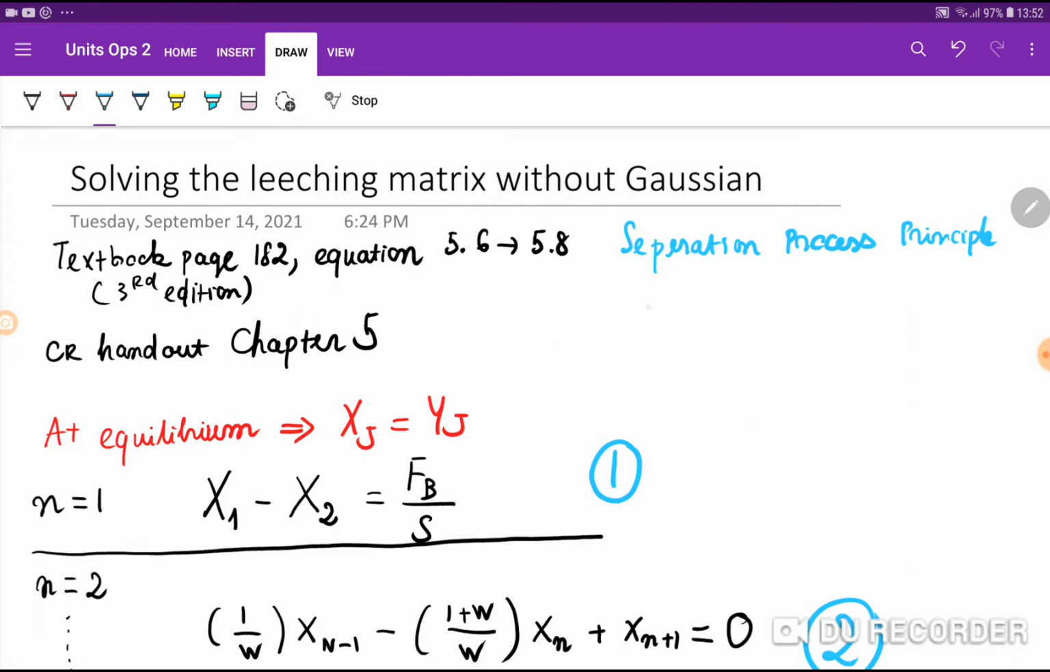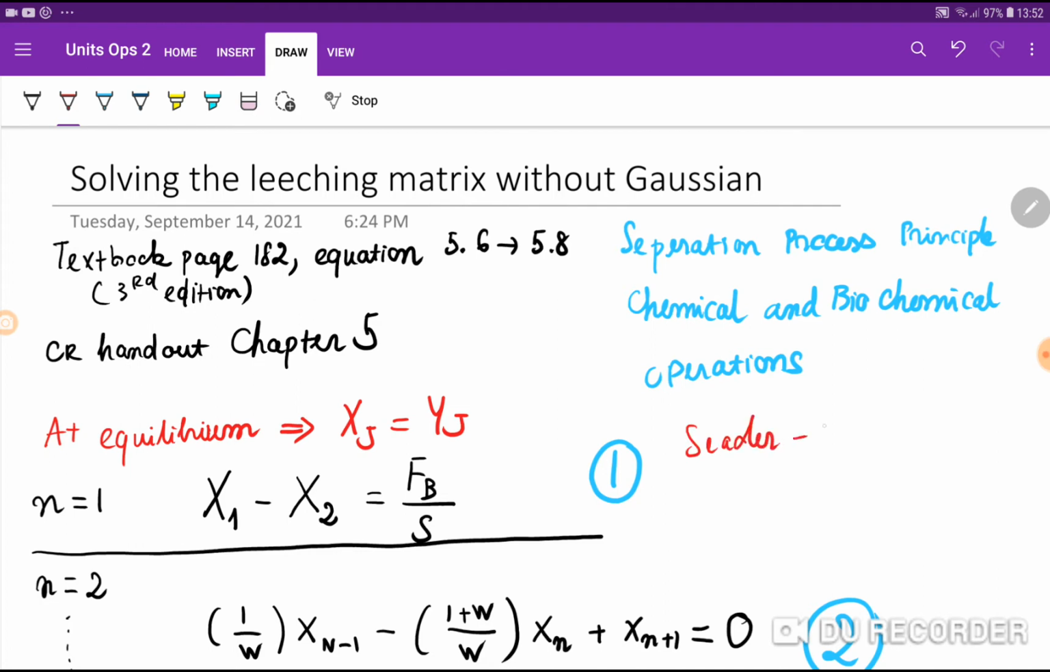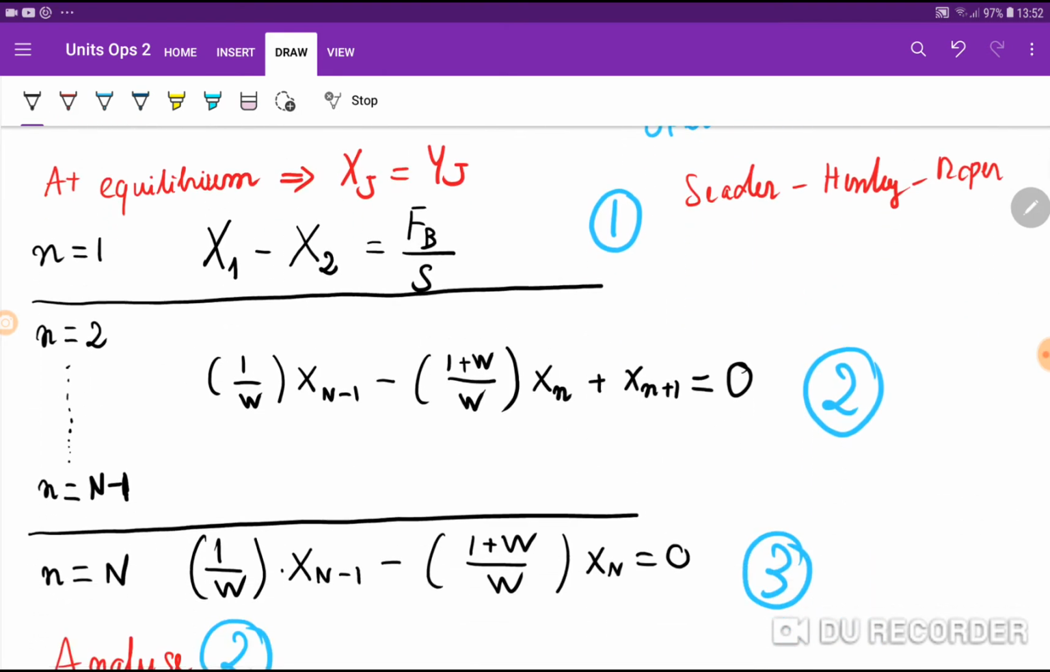Okay, Chemical and Biochemical Operations. Cool. Who's the artist? I mean, author. Sorry. The author is Seader, Henley, Roper. Okay, cool. Now, this is the equation, the system of equations.